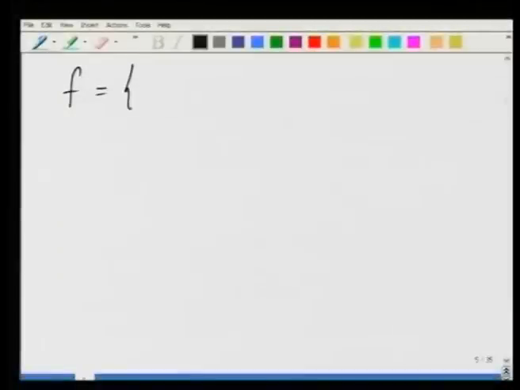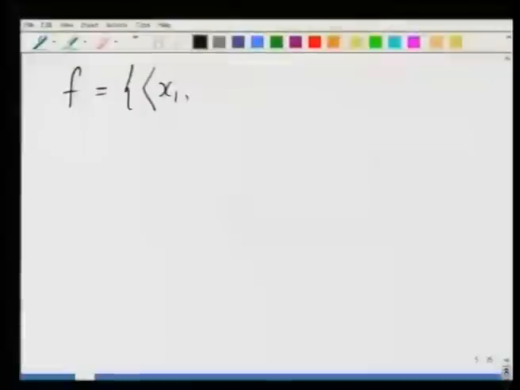Remember that f is a set. So, I have to start it with curly braces. Once I have curly braces, I will have to start listing the pairs that constitute this. So, I can write x 1, y 2, that is perfectly fine. But now, x 1 has been used up, you cannot write another pair containing x 1.